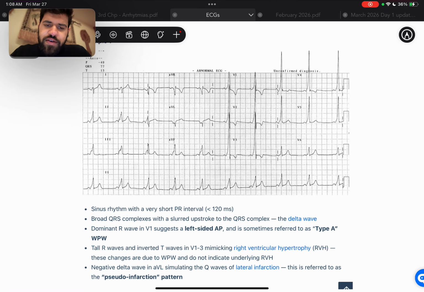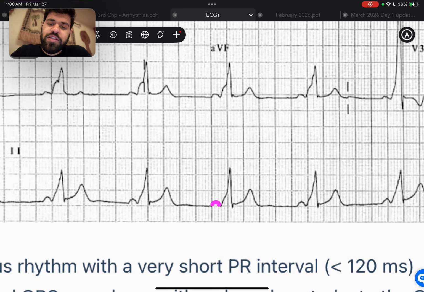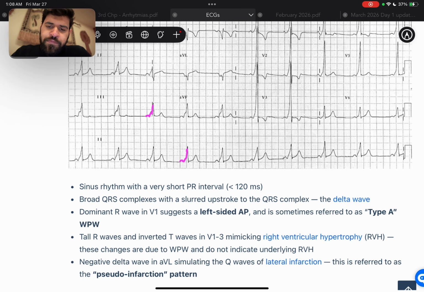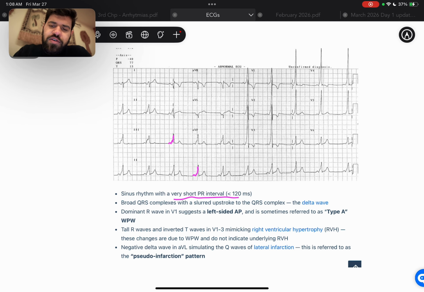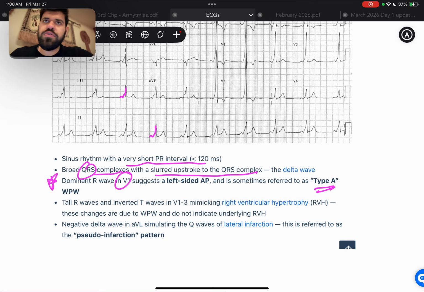Now the example I have over here is the notched type. All right, you can see that. Sorry, not the notch type, the one that's completely under the R wave, right? Here you can see that it's slowly going towards that. All right, so very short PR interval and broad QRS complexes with a slurred upstroke to the QRS complex. Dominant R wave in V1 suggests left-sided AP and is sometimes referred to as type A WPW. So, I haven't come across any question that asks us what different types of WPW there are, but it's a good thing to remember them.